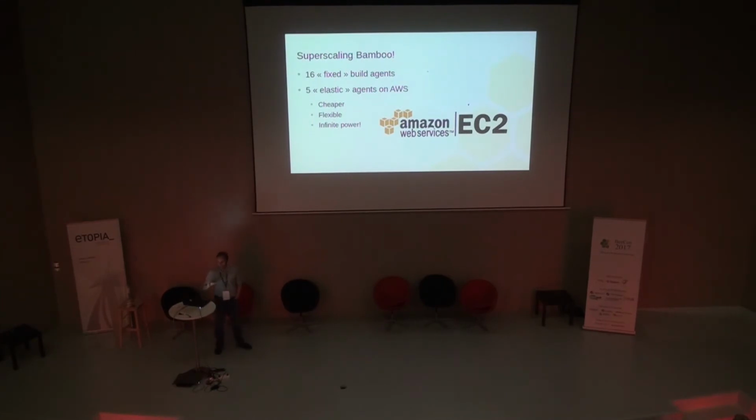So currently, out of the 21 Linux machines that we have, 16 of them are fixed machines, which have a name, and 5 of them are elastic machines, which come and go as the server needs them or not. And the plan is to move more and more of our builds to be able to work on elastic agents, so that we can modulate the number of machines that we have.